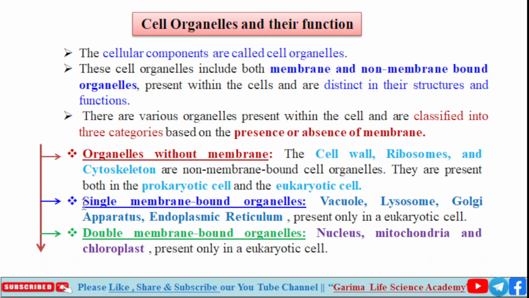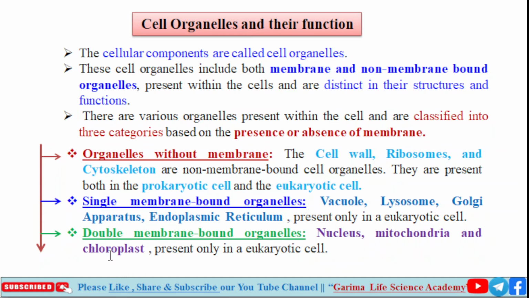The second one is single membrane bound organelle. Examples are vacuole, lysosome, Golgi apparatus and endoplasmic reticulum. These are present only in eukaryotic cells, and absent in prokaryotic cells.